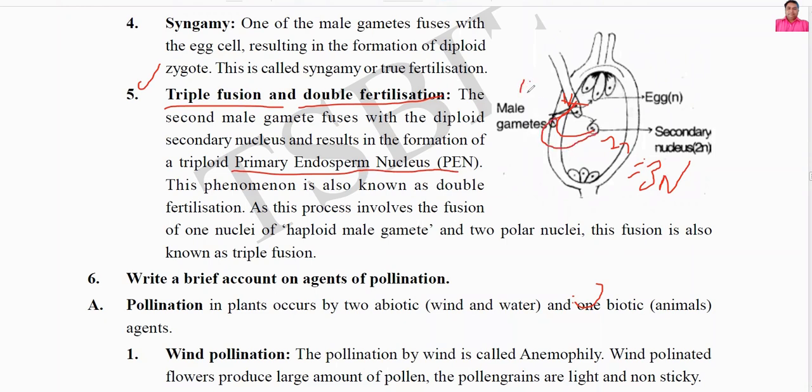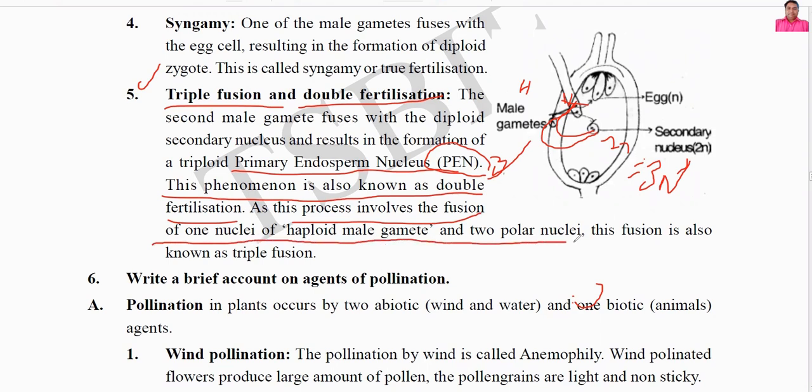Male gametes are haploid in nature. The secondary nucleus is diploid in nature. So haploid plus diploid equals triploid. This is called PEN, primary endospermic nucleus. It is formed by one of the male nuclei and the secondary nucleus, and it is 3n triploid in nature. This phenomenon is also known as double fertilization. As this process involves the fusion of one nucleus of a haploid male gamete and two polar nuclei, this fusion is also called triple fusion.